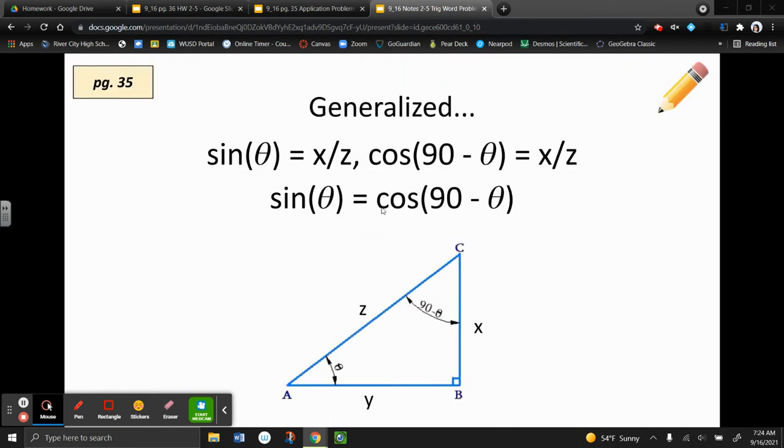So if we generalize, this is what we can say. Here we have a triangle. We know that this angle is theta, therefore this angle has to be 90 minus theta. We know that sine of theta is going to be x over z, and cosine of 90 minus theta is also x over z. Therefore, sine of theta has to equal the cosine of 90 minus theta. The way you can say it is the sine of one number is equal to the cosine of its complement.